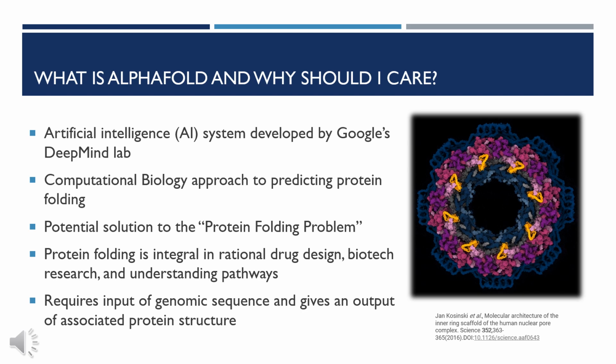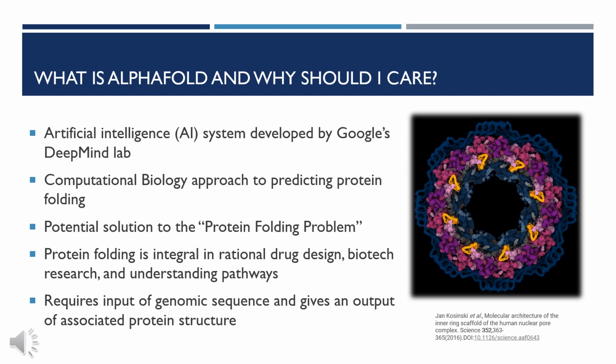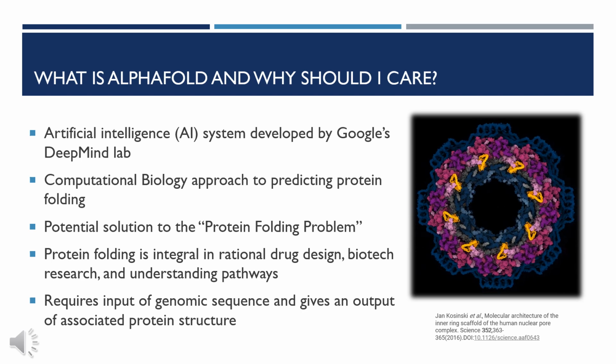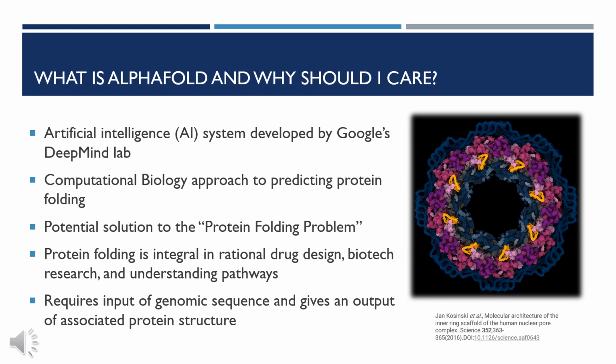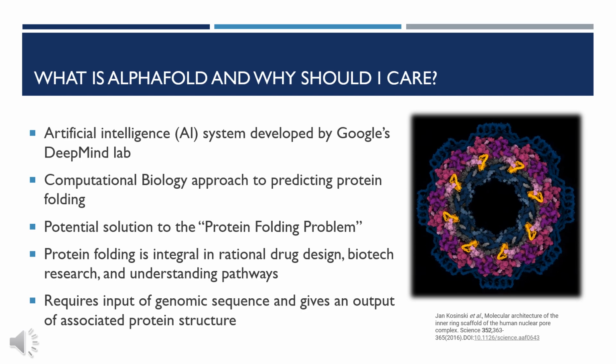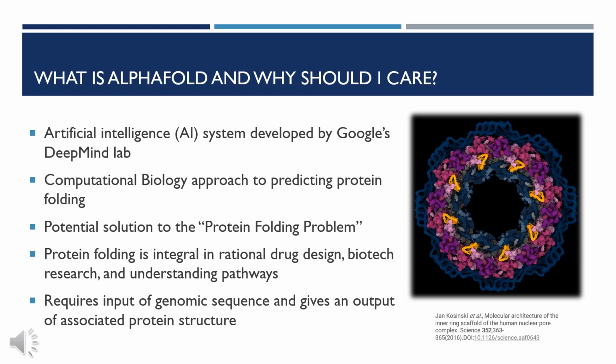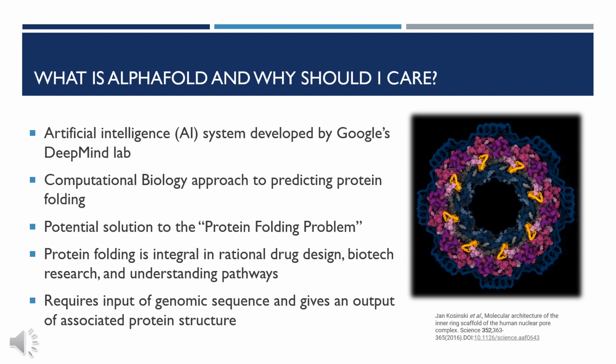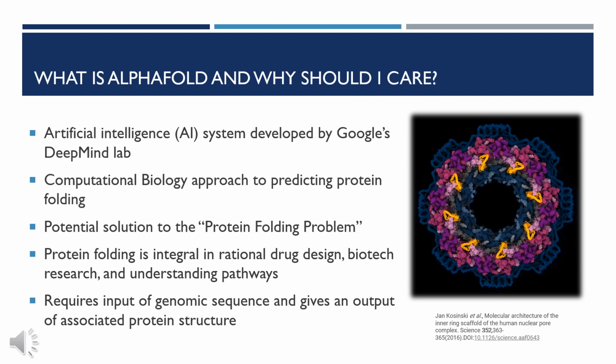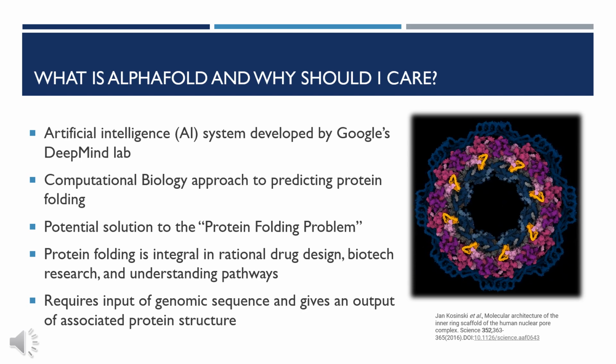AlphaFold requires an input of a genomic sequence and gives you an output of an associated protein structure. In the image to the right, we see the molecular image of the human nuclear pore complex, which was predicted and visualized using AlphaFold by Jan Kaczynski's lab at the European Molecular Biology Laboratory in Germany. This was a large undertaking as the complex contains approximately 1,000 protein subunits. They regulate transport of materials between the nucleus and cytoplasm, and being able to predict their folding patterns can help us understand more about how they are able to ferry materials across the cell membrane.